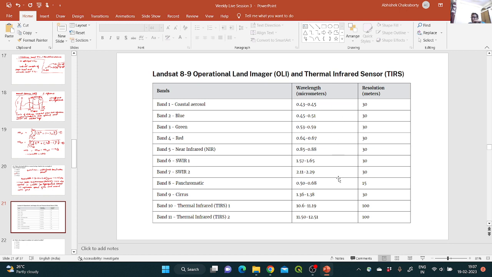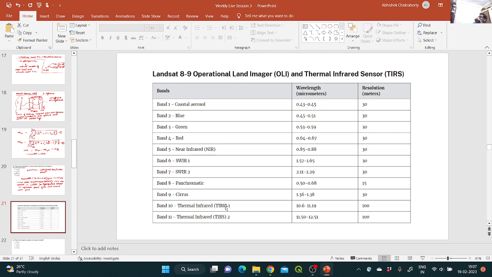Okay, so why not among band 1 and band 2? Because the differences are much lower. It is just from 0.43 to 0.45. This is 0.45 to 0.51. Why not between these two bands? What actually changed between, let us say, band 1 to band 10?